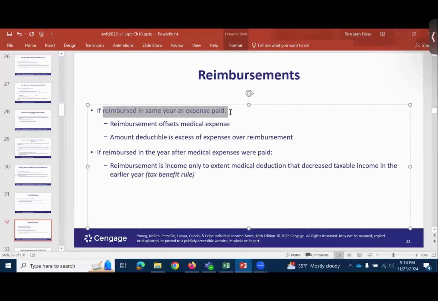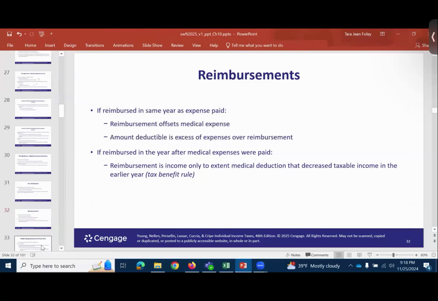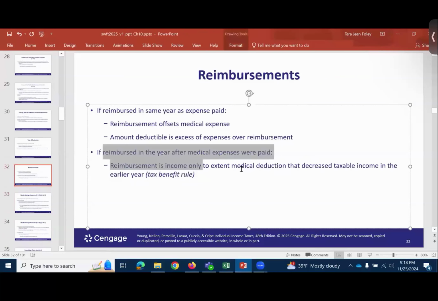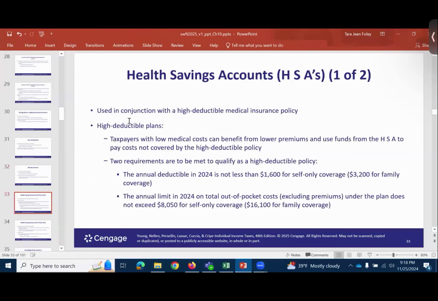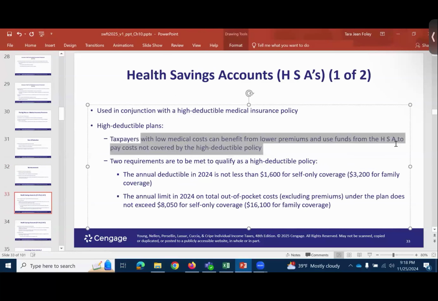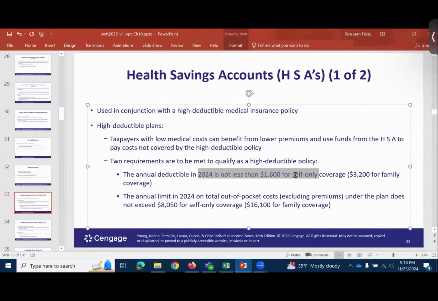If it's reimbursed in the same year, then you don't deduct it on your tax return and you don't include the income on your tax return. It's just a wash. This only happens if it's a different year, because you got a deduction for it and you got paid back. Health savings accounts. If you have a low-cost medical fund from an HSA, the annual deductible is not less than $1,600. The annual limit is $8,050 or $6,100.